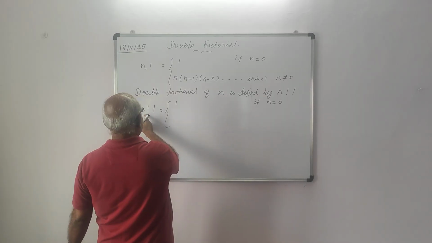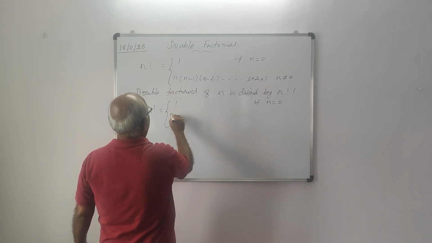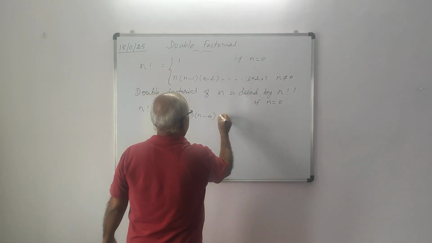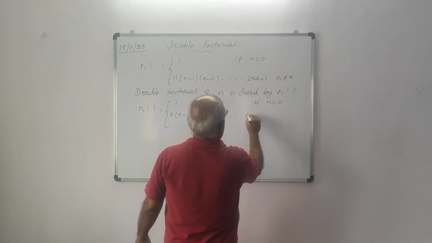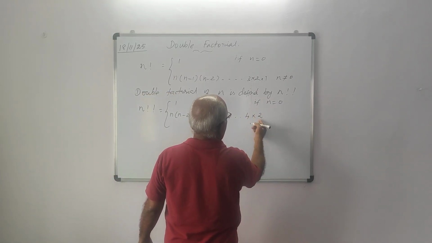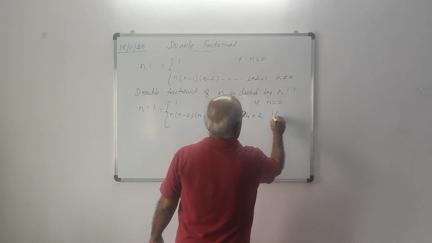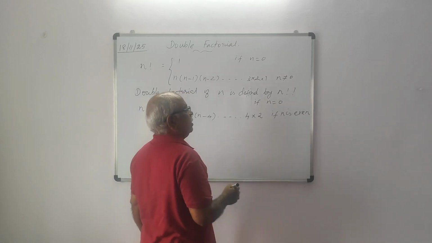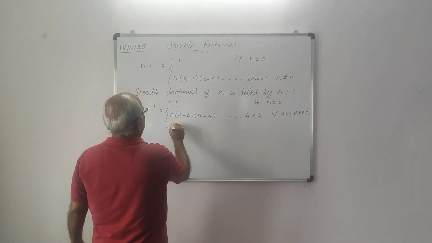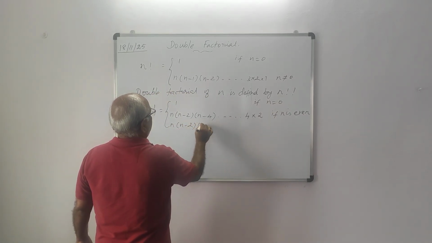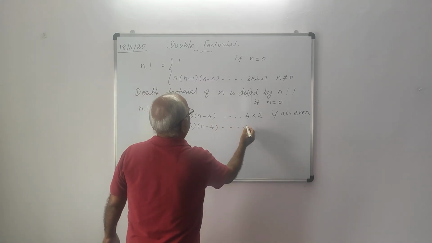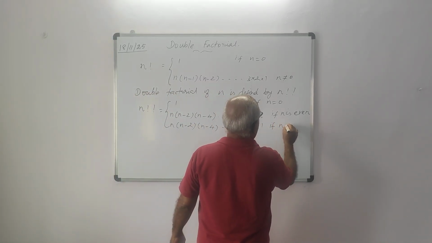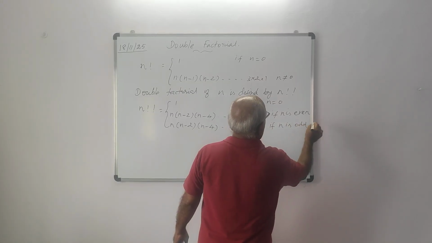If n is even, n into n minus 2 into n minus 4 into n minus 6, etc., 4 into 2. Final number is 2, last number. If n is an even number. If n is odd, you get n into n minus 2 into n minus 4 into etc., 3, 1. If n is odd number.